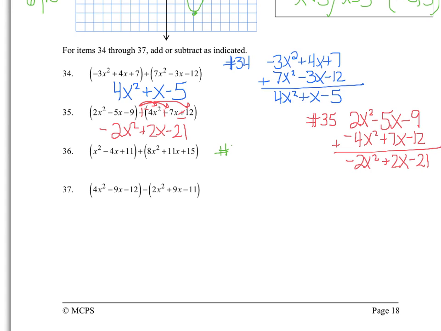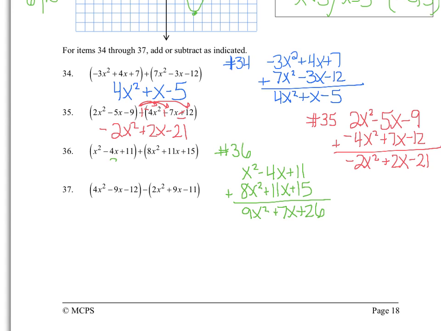Number 36 is x squared minus 4x plus 11, and I'm going to be adding 8x squared plus 11x plus 15. X squared plus 8x squared is 9x squared. Negative 4x plus 11x is positive 7x. And 11 plus 15 is positive 26. So I'm going to have 9x squared plus 7x plus 26.